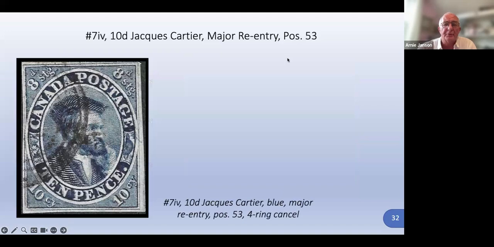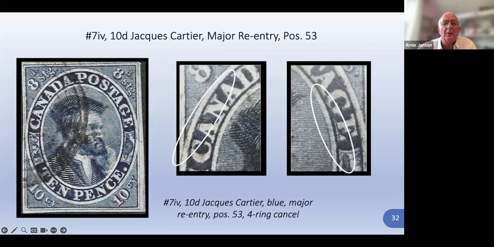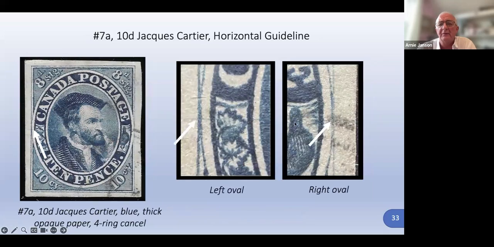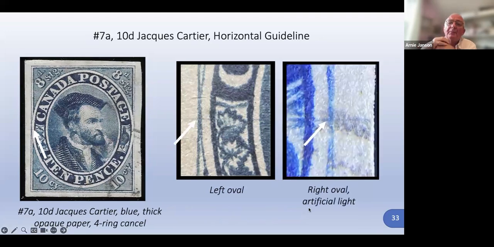If we look at position 53, here we see a horizontal shift to the reentry. The lines inside here are always to the right, and here again to the right. So it's a horizontal shift of when the printing plate was re-entered. Here we have a horizontal guideline coming through the middle of the stamp. Many stamps have it. It doesn't show up here, interestingly, because blue is a very hard color to copy. But when you light it up with artificial light, then we can see the blue better.